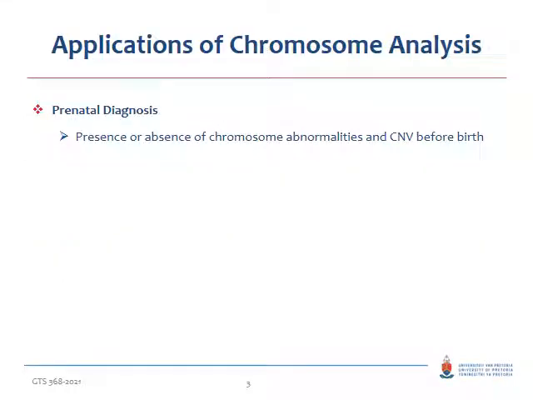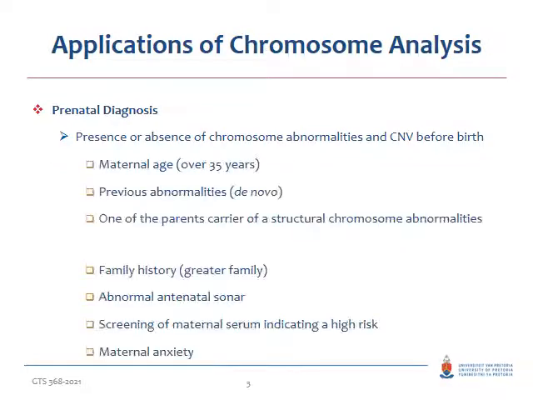When will you do an analysis of the chromosomes? It starts already prenatally, when the karyotype will detect the presence or absence of chromosome abnormalities, such as in women that are over 35 years, known as advanced maternal age. Also when a couple previously had a baby with an abnormality, or if they themselves are carriers of structural chromosome abnormalities, such as balanced translocations.